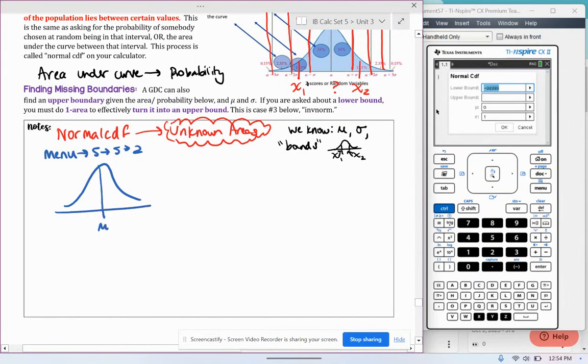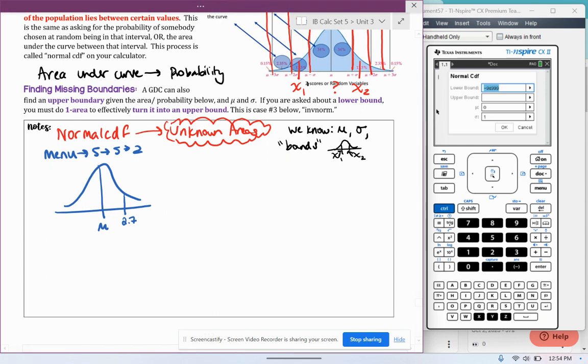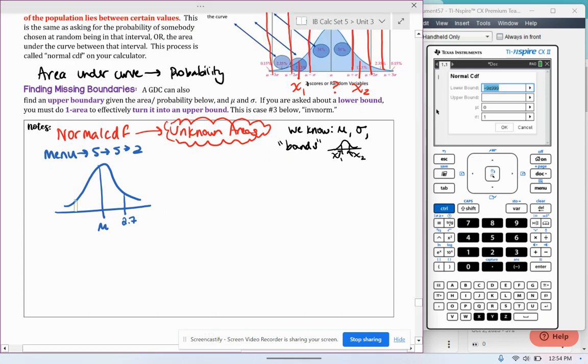Okay. And let's say we have a normal curve that looks like this. Here's the mean. And we want to find the area under the curve, or the probability that we will select a score that is less than 2.7 of some kind of continuous data. We're trying to find this unknown area over here, and we're going to use a normal CDF function to do that, okay? So what is the limit to this side?